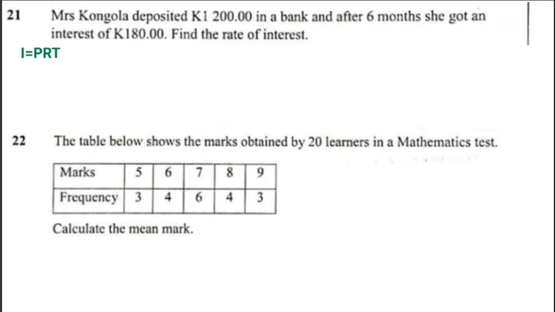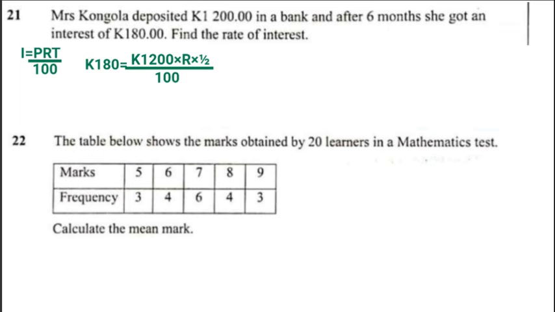Okay, all right, over 100. So now we can write, we are told that the interest was 180, so we're going to write 180, which is equal to, then what is the principal? The money deposited was 1200 kwacha, then multiply by the rate. The rate is not given, so I'm going to say multiply by R. Then the time it stayed in the bank is 6 months, so you can write 1/2. Okay, so that is half a year over 100.